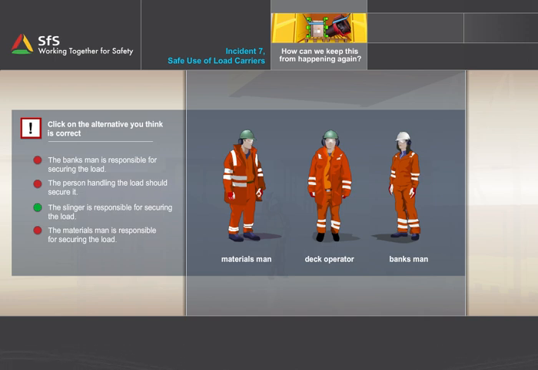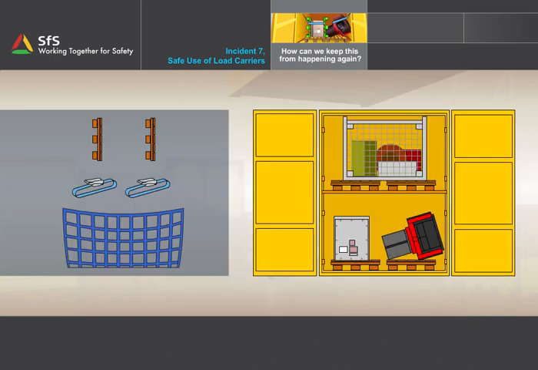The slinger is responsible for securing the load. When the slinger has secured the load, he or she signs a label indicating that the load is secure. How should the load be secured? Drag the various securing means to the correct place in the container.